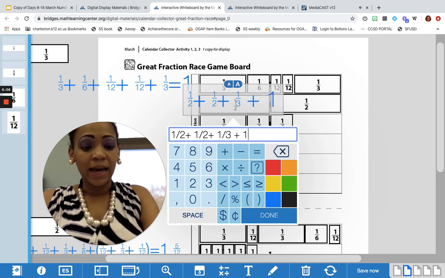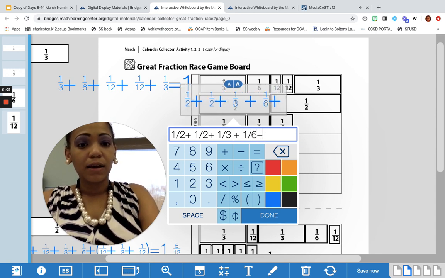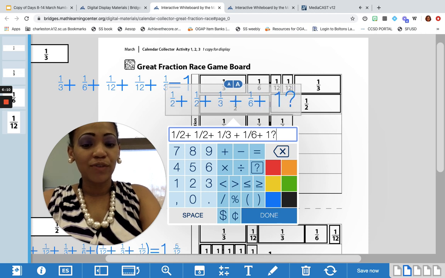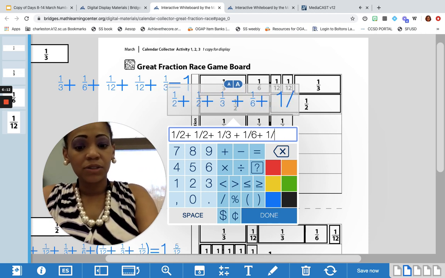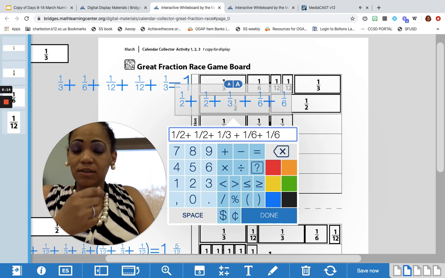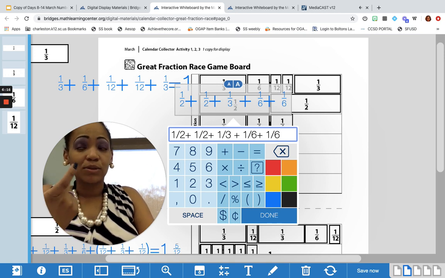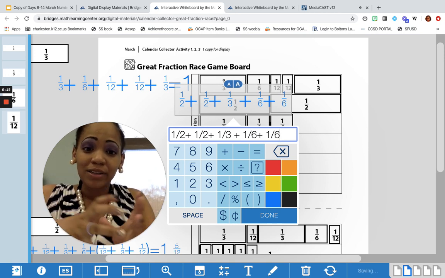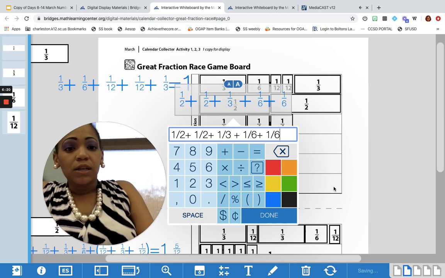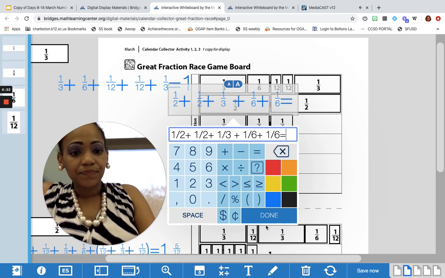Notice today I added them in order from bigger fractions to the smaller fractions. You guys know the difference between those, right? The more pieces you have, the smaller the size of the piece. And what do we get?